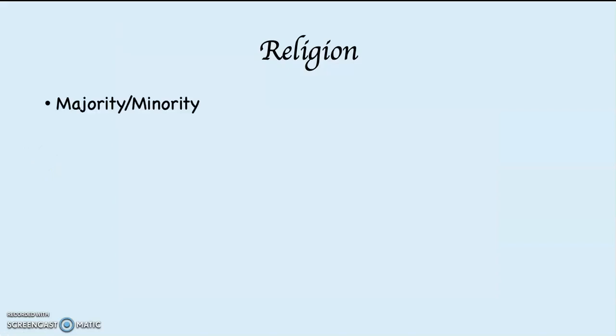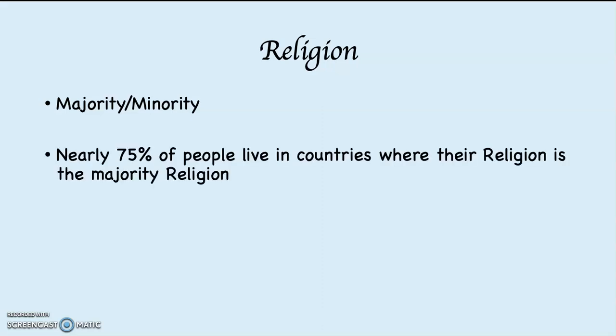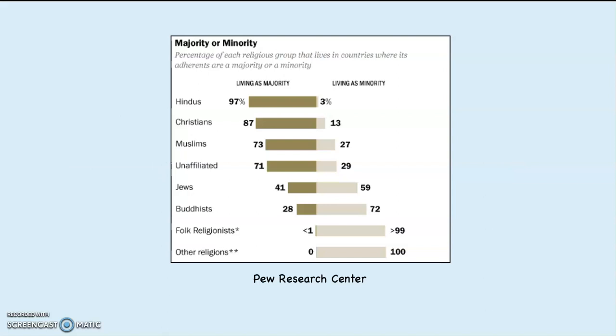Majority minority. In other words, in the country you live in, if you practice a religion, do people who practice your religion account for the majority or the minority in the country? Nearly 75% of people live in countries where their religion is the majority religion. If you take a look here, you can see that Hindus are the most of all. And we know why, because they are concentrated in one single place, which is in India.